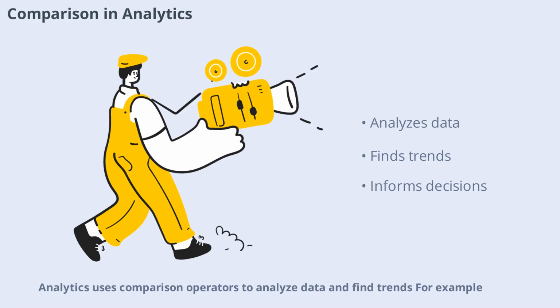Analytics uses comparison operators to analyze data and find trends. For example, you might check if sales are higher than last month or if a value exceeds a target. This helps you make informed decisions based on data.